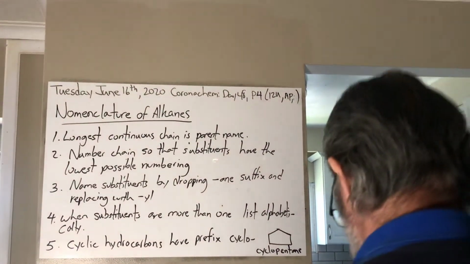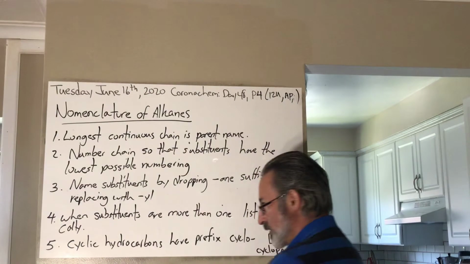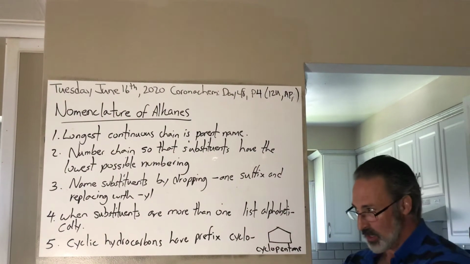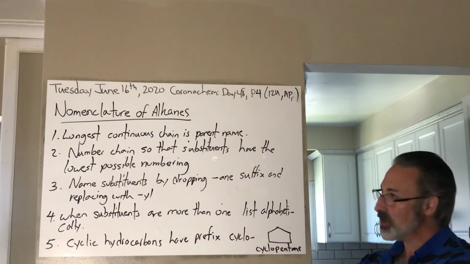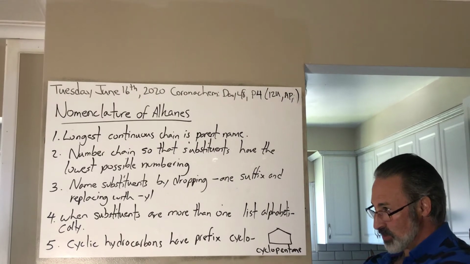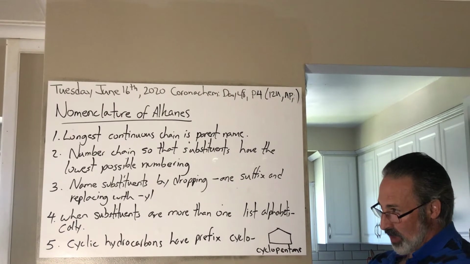Hello, grade 12s. Today we're going to continue with nomenclature of organic compounds. We're going to learn how to give names to molecules composed uniquely of carbon and hydrogen.